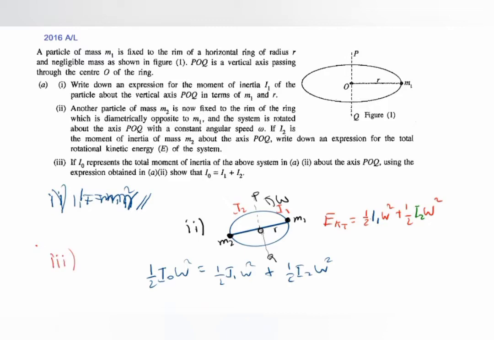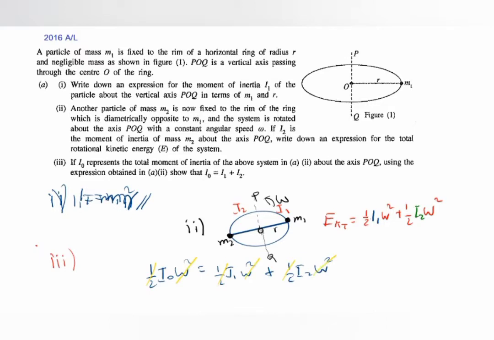Before that, just come back to here. In this one, it is saying, if I naught represents the total moment of inertia of the system about the axis P or Q, using the expression in part A, so that I naught equals I1 plus I2. So this is the total kinetic energy for two objects separately, added together. If you consider these two objects as one single system, the kinetic energy is half I naught omega square. So you can simply cancel out half from each, and omega is common as well.